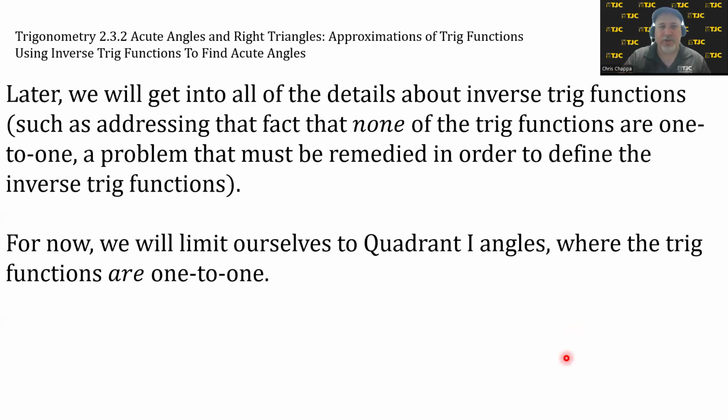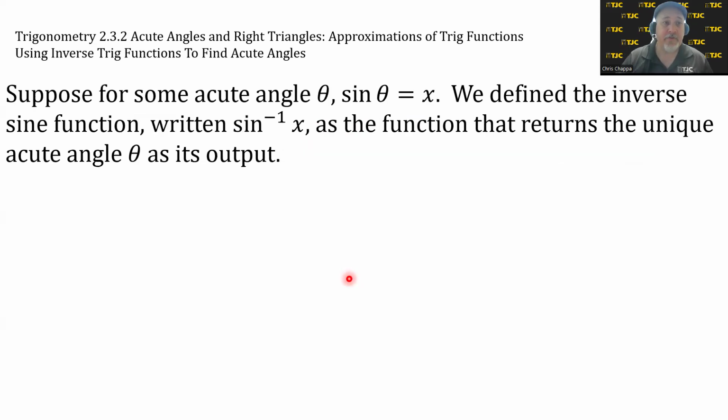What about in trig? Well, that's what I just said. Later, we'll get into all the details about inverse trig functions, such as addressing the fact that none of them are one-to-one, a problem that has to be remedied in order to define the inverse trig functions. For now, we're going to limit ourselves to quadrant 1 angles, acute angles, where trig functions are one-to-one. In other words, all trig functions are invertible in quadrant 1. Meaning, give me the answer, and I can tell you the angle that we had.